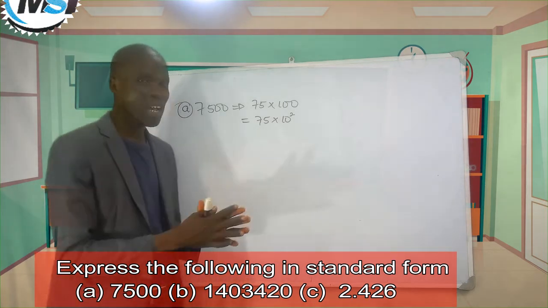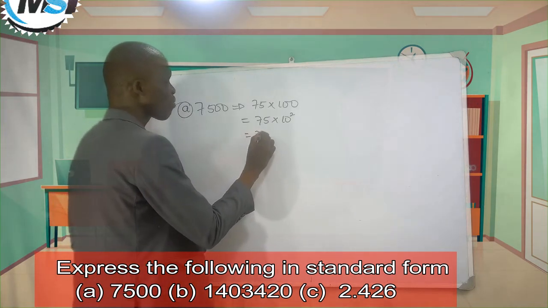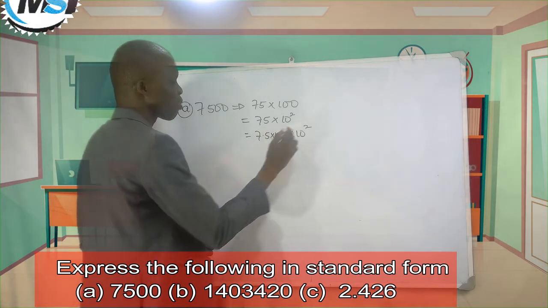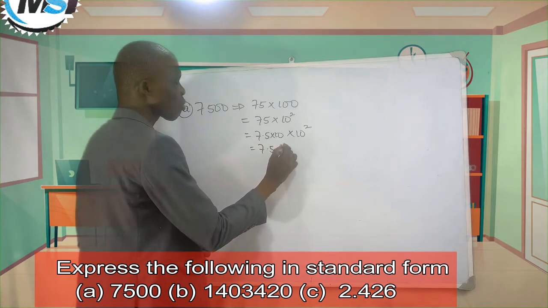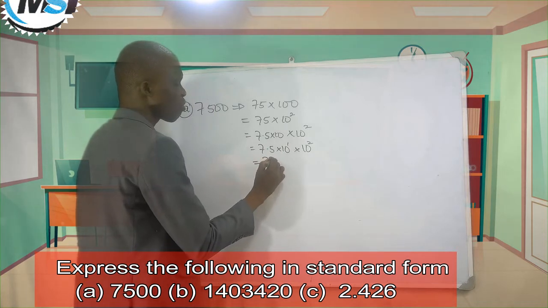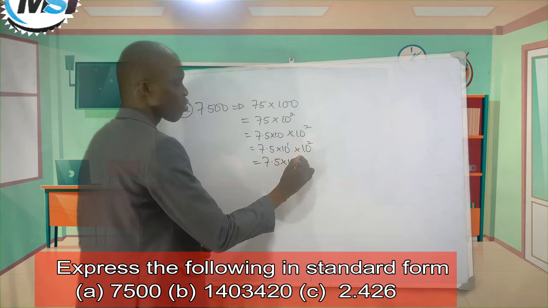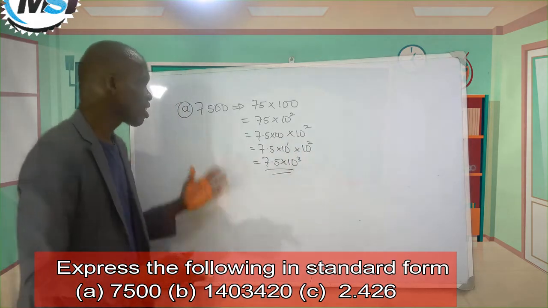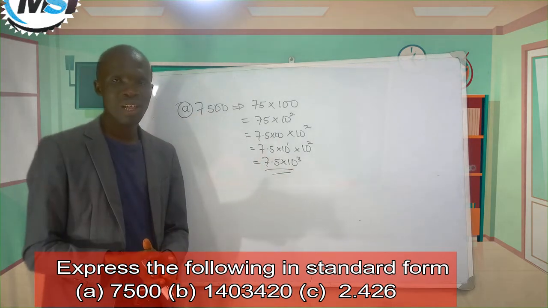We can write 75 in standard form. So what are we going to do? You can just say 7.5 times 10 times 10 raised to the power 2. This will give us 7.5 times 10 raised to the power 1 times 10 raised to the power 2. So this will give us 7.5 times 10 raised to the power 1 plus 2. So this will be our answer. That is telling you that 7500 simply means 7.5 times 10 raised to the power 3.